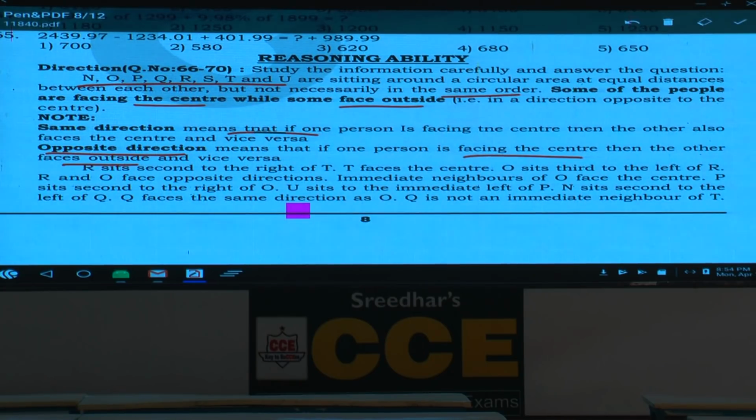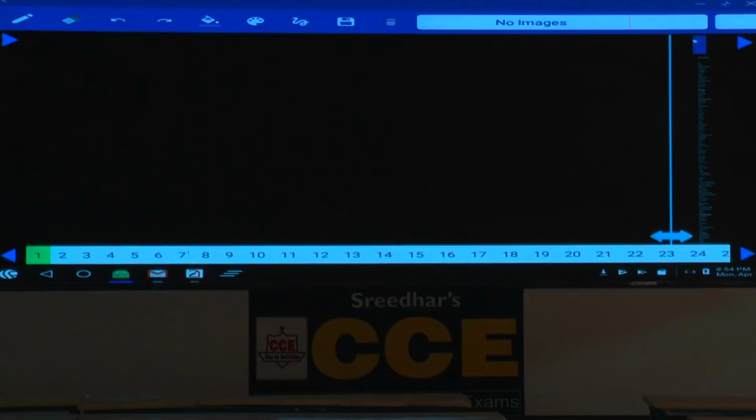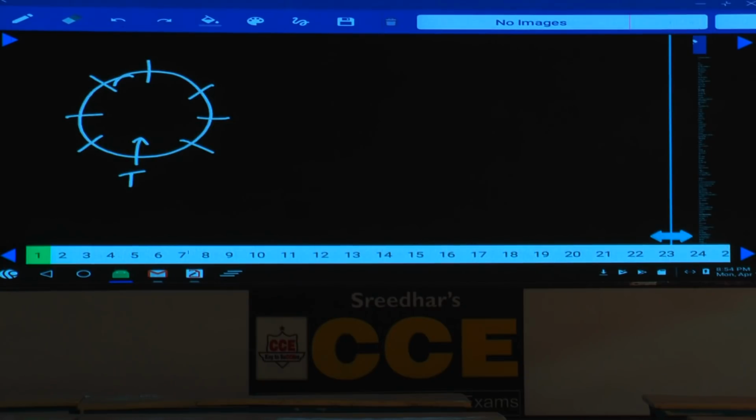Then condition number 1: R sits second to the right of T, and T faces the center. As we got the information, T is facing towards the center. Now we can start from here. The first information is: 1, 2, 3, 4, 5, 6, 7, 8. Now T is facing the center, T will be like this. And R sits second to the right of T. As T is facing the center, R must be at this place.